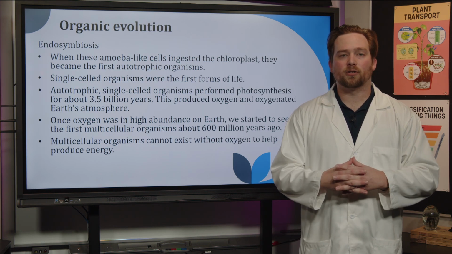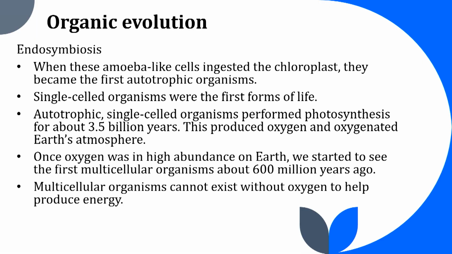Okay, so the next thing I wanted to talk about is organic evolution. What's going on here is a theory called endosymbiosis. Okay, this is how our cells evolved to where they are today. When these amoeba-like cells ingested the chloroplast, they became the first autotrophic organisms. Single-celled organisms were the first forms of life. Autotrophic single-celled organisms performed photosynthesis for about 3.5 billion years. This produced oxygen and oxygenated Earth's atmosphere.